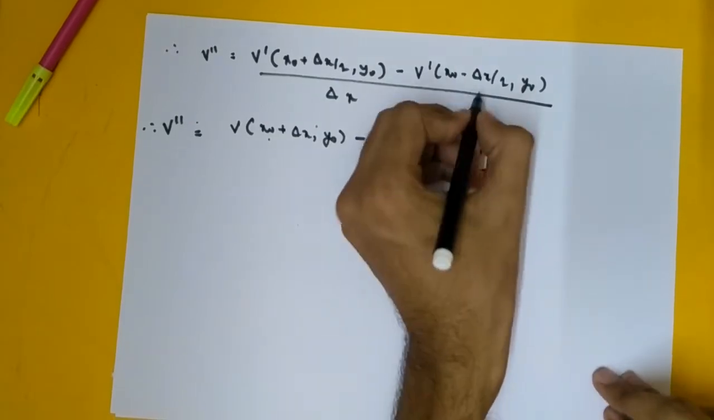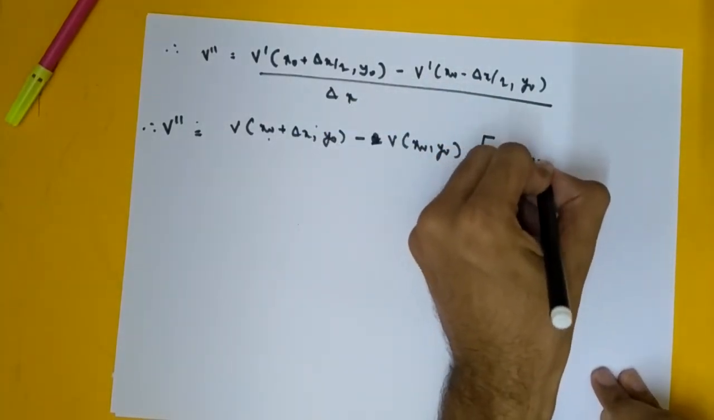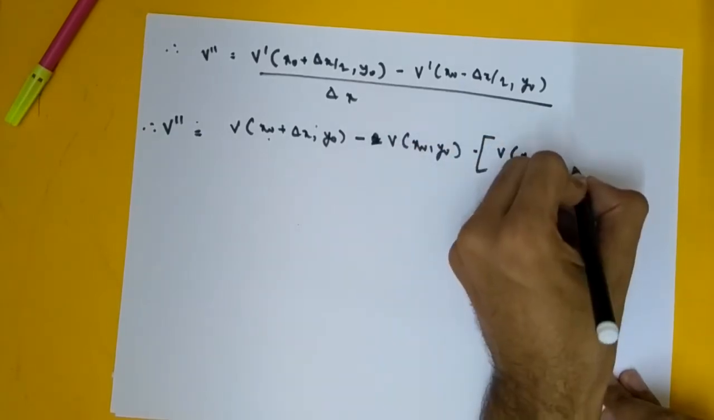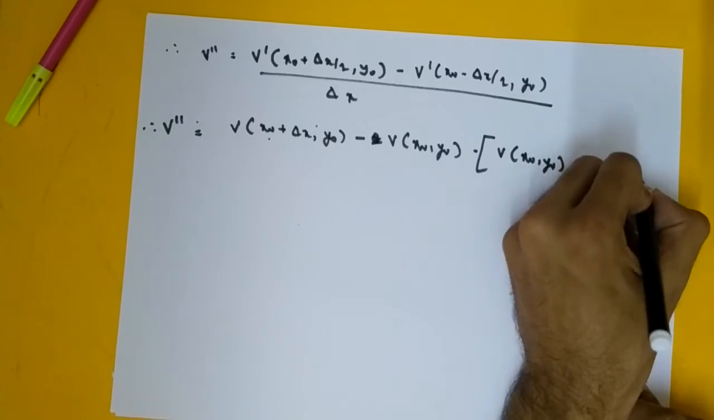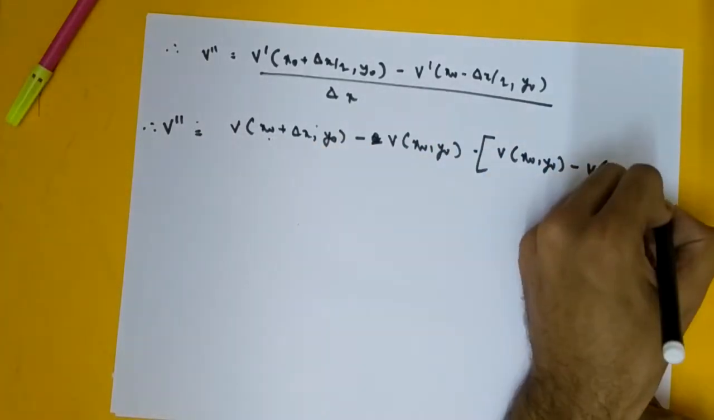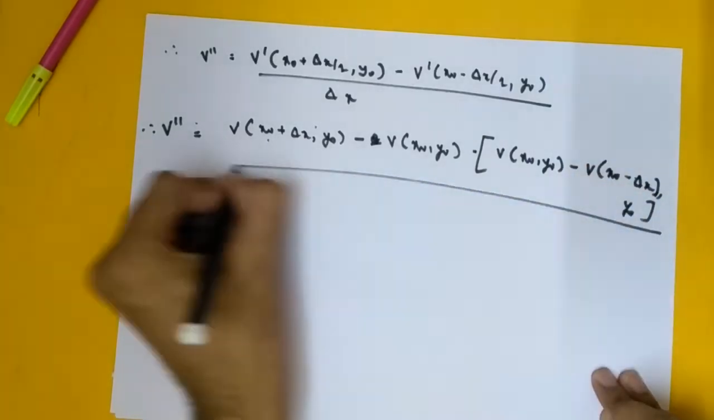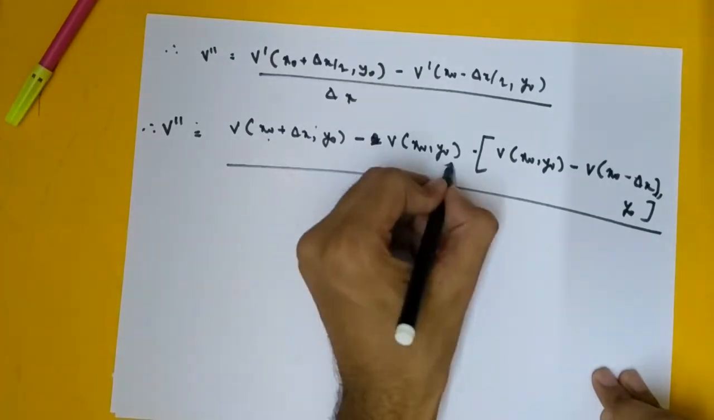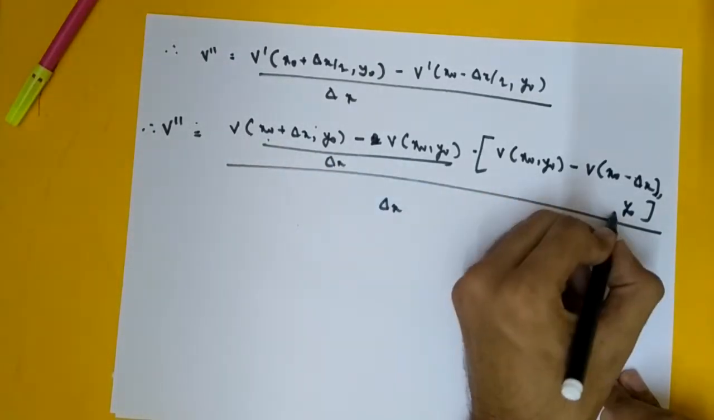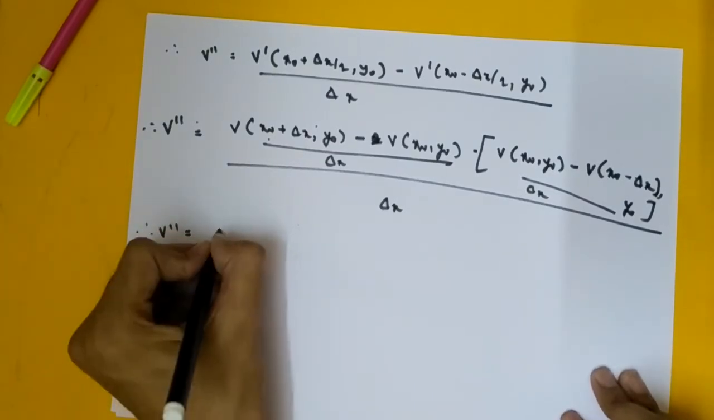So similarly, this is what? x naught minus delta x by 2. So it will be what? V of x naught comma y naught minus v of x naught minus delta x, comma y naught, upon delta x. Sorry, this will be upon delta x and this will also be upon delta x. So if you solve this, v double prime will be what?